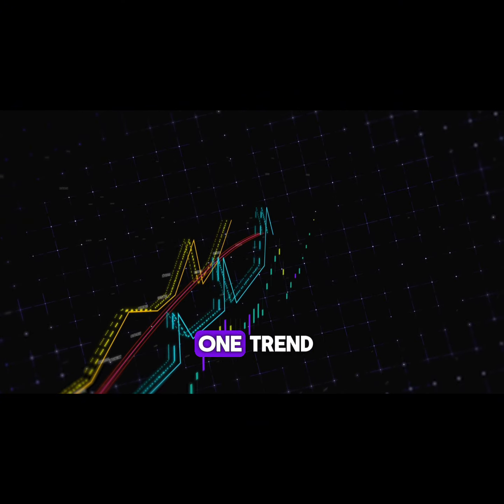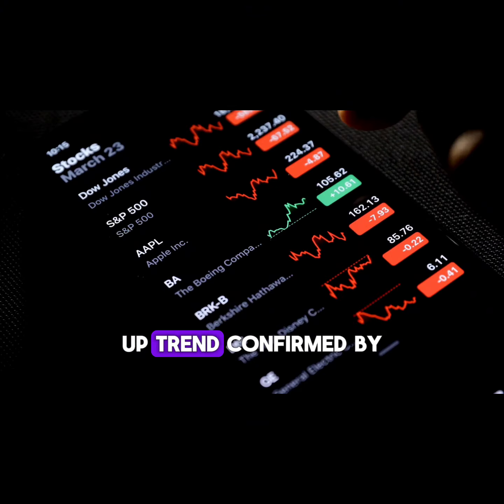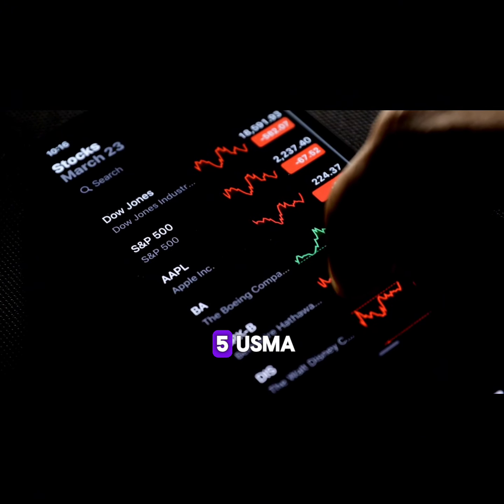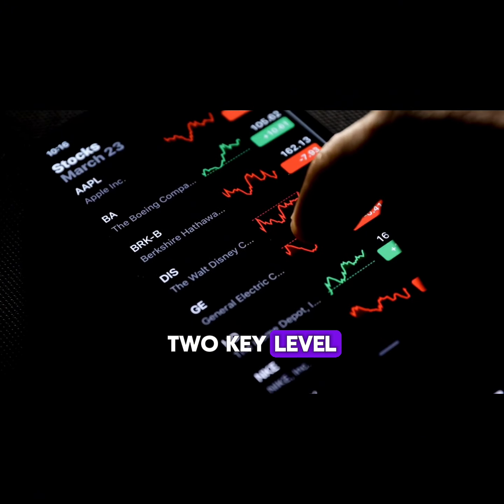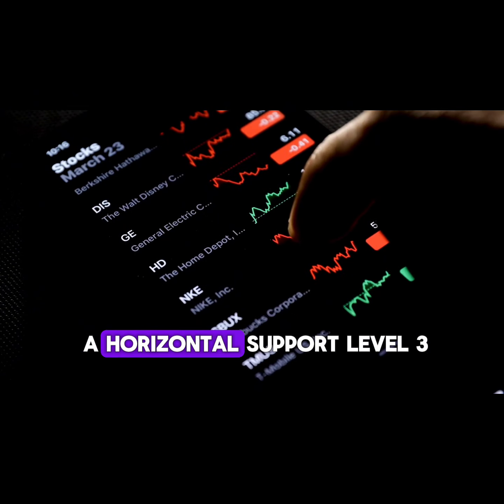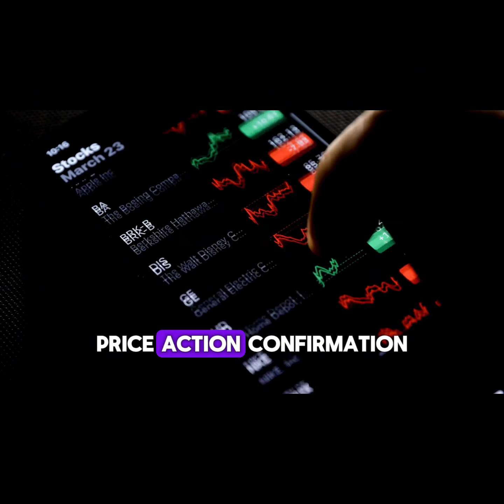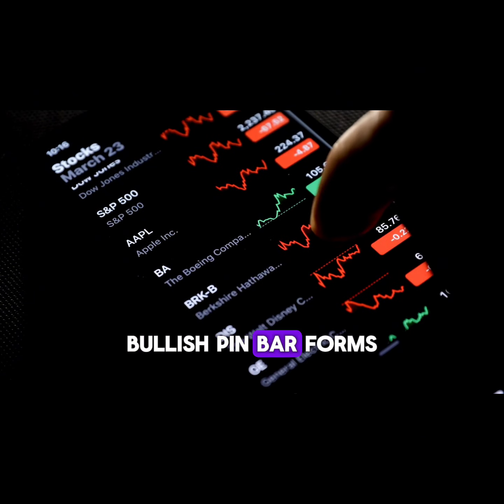Example of a trade. 1. Trend: uptrend confirmed by price staying above the SMA. 2. Key level: price pulls back to a horizontal support level. 3. Price action confirmation: a bullish pin bar forms at support.